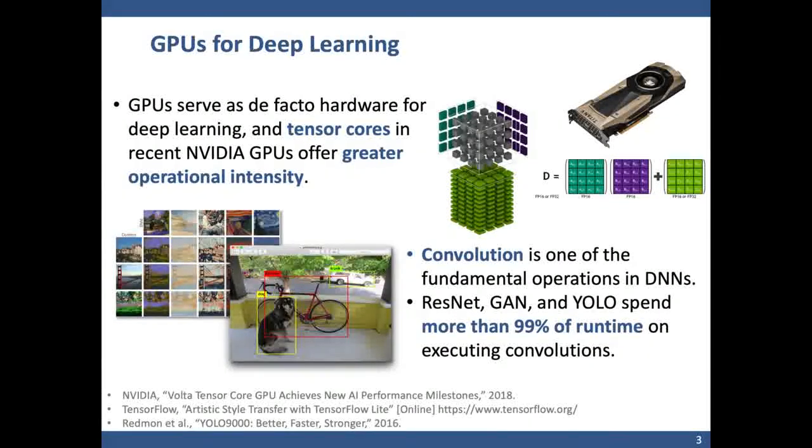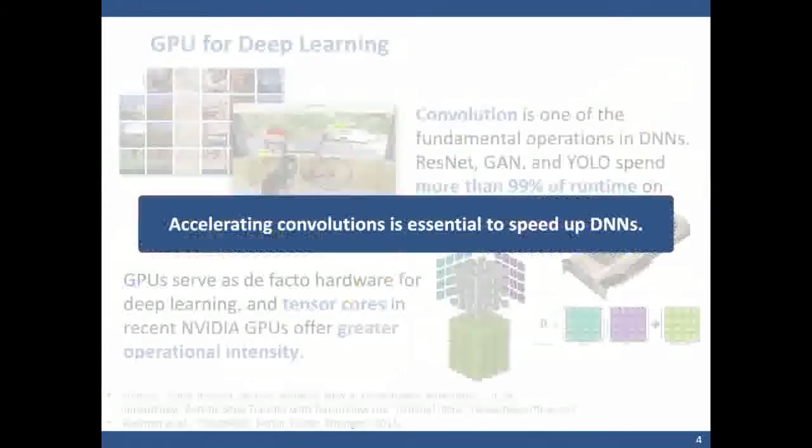Convolution is one of the fundamental operations in various classes of DNNs, such as image classification, generative network, and object detection. For instance, ResNet, GAN, and YOLO spend more than 99% of runtime on executing convolutions. Therefore, accelerating convolutions is essential to speed up DNNs.